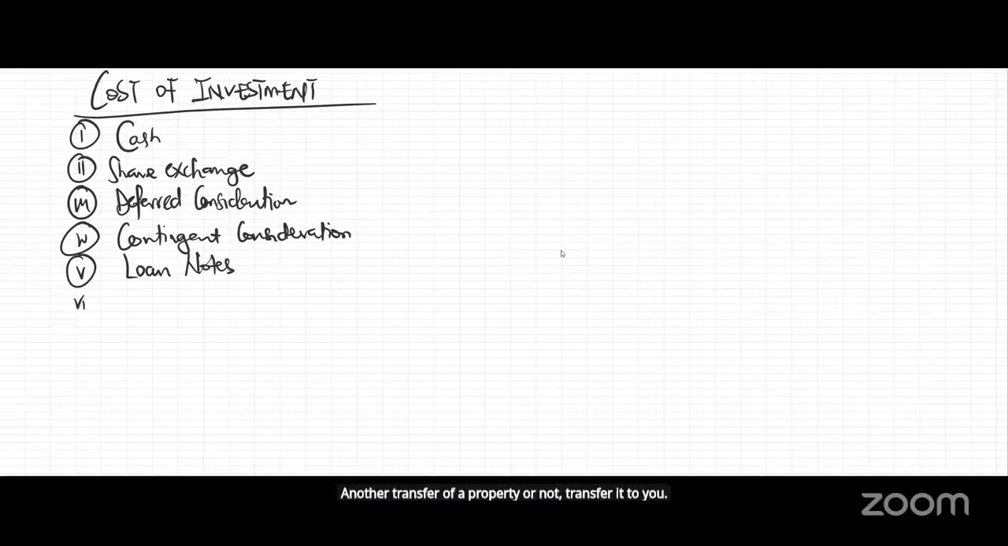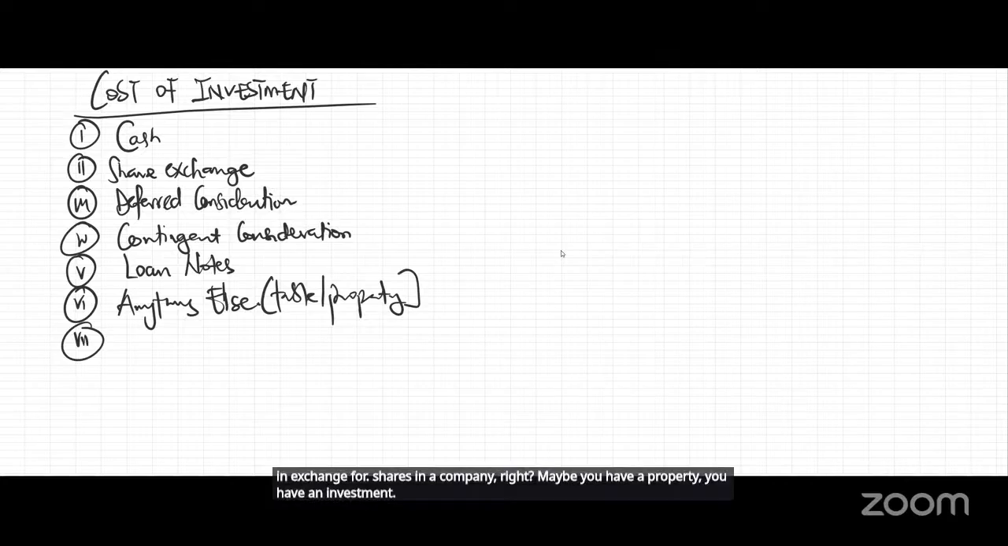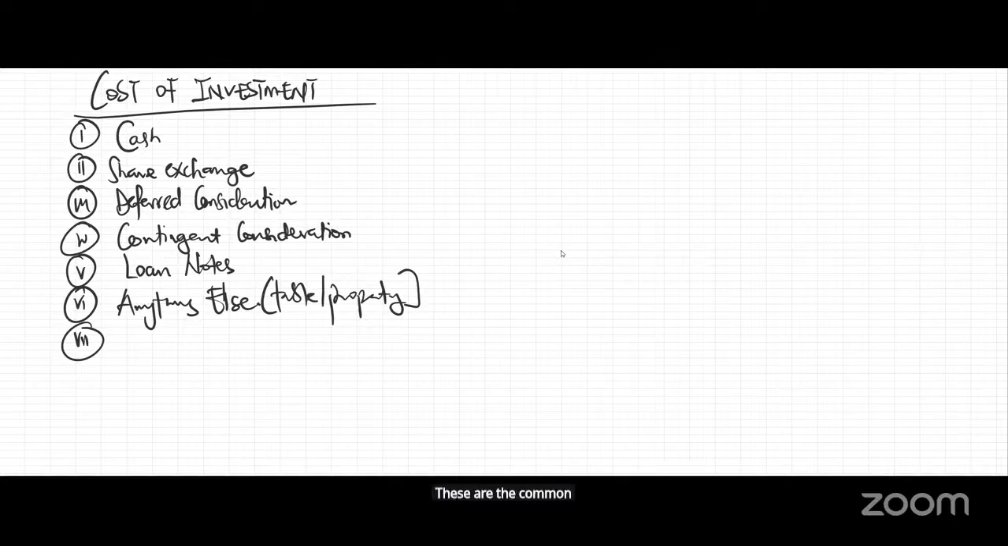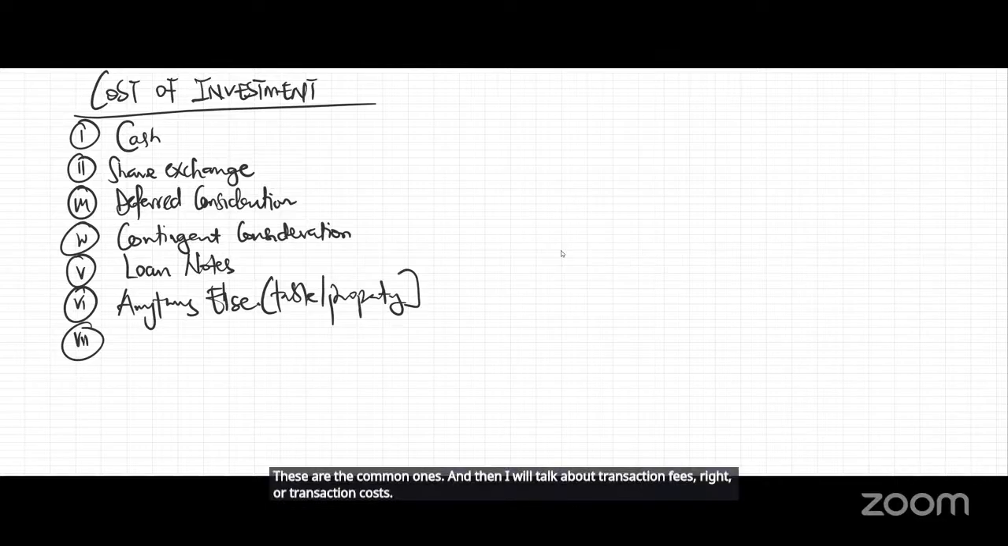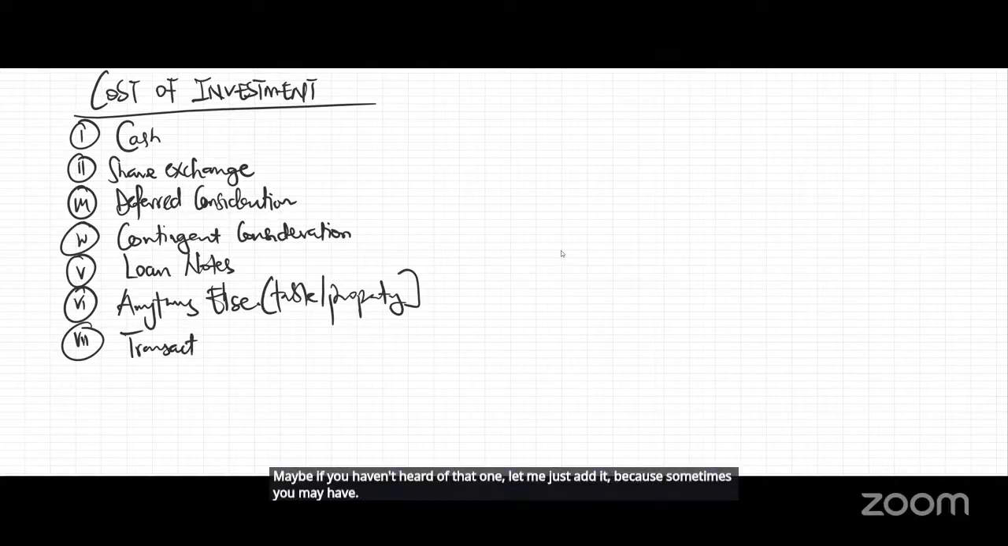It could be anything else. It could be a table, it can be property. You can give anything in exchange for shares in a company, right? Maybe you have a property, you have an investment. It can be anything. Just know how to deal with it. These are the common ones. And then I will talk about transaction fees, or transaction costs. Maybe if you haven't heard of that one, let me just add it because sometimes you may have transaction costs.